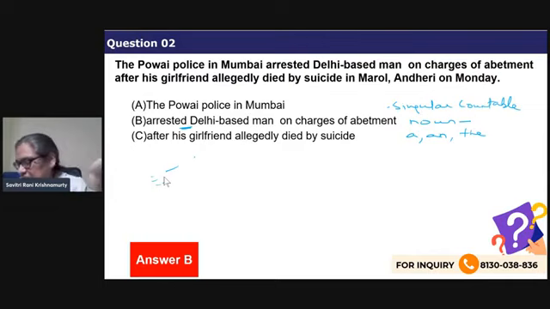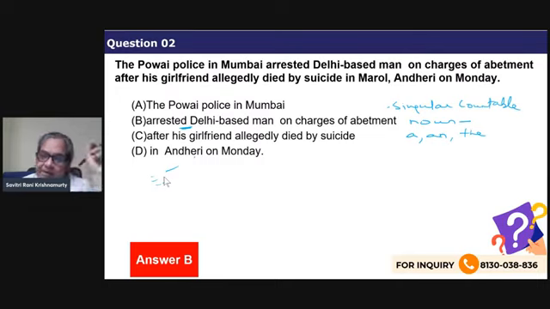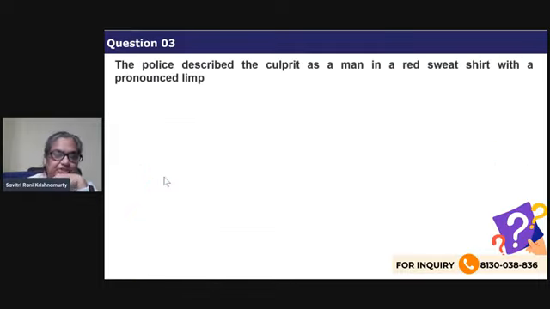Nowadays, we don't use the term committed suicide anymore. In Andheri, for a place you use in, the preposition is correct. For days you use on, that preposition is also correct. Okay, all right, excellent. Okay, let's look at question 3.